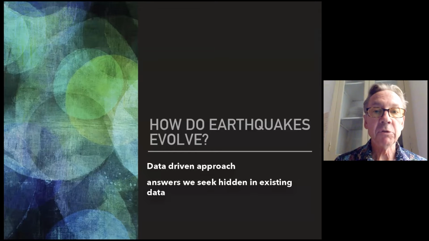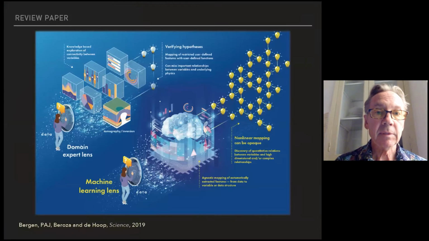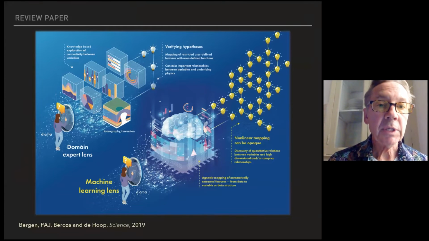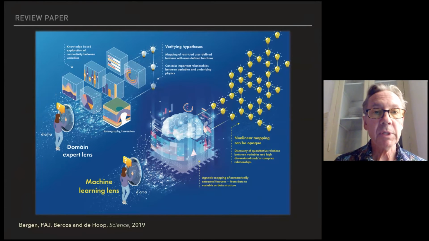So how do earthquakes evolve? We're going to use a data-driven approach using machine learning. Next slide. So this is a figure that came from a review paper that we wrote a couple of years ago in Science. And the idea is to show how different this approach is. You're letting the data tell you what is coming out of the system, in contrast to doing classical analyses like Fourier analyses, etc. Next slide, please.